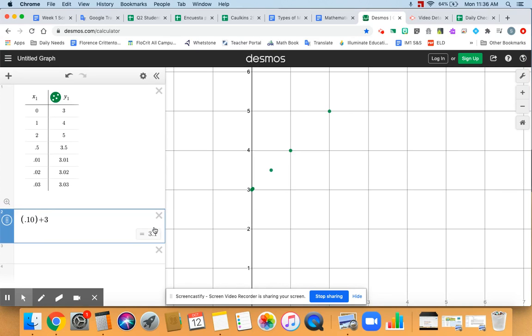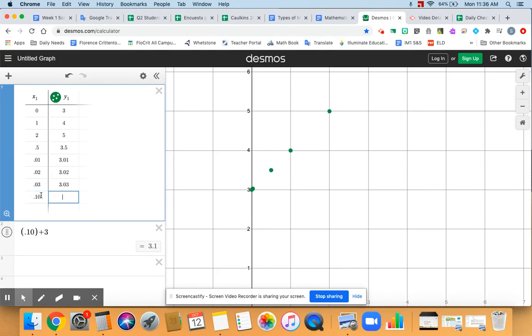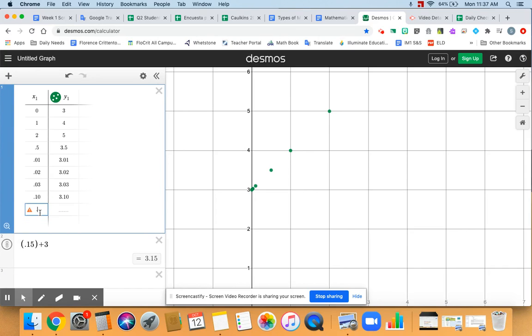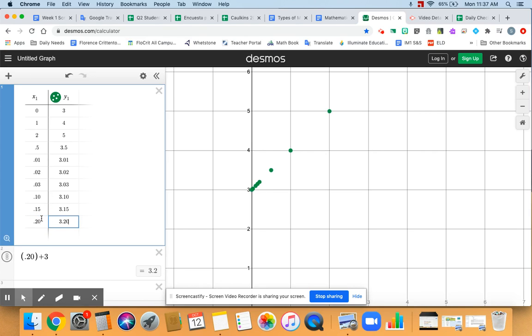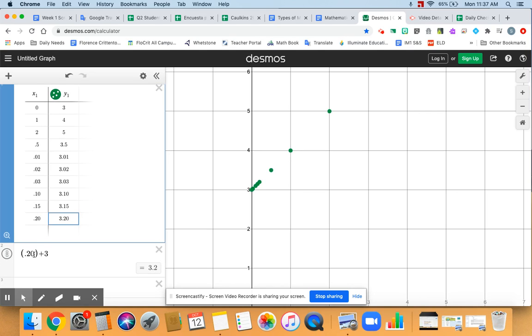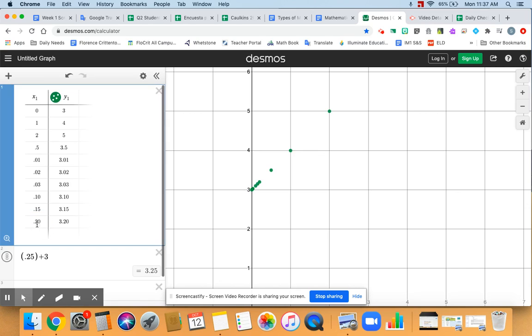Let's do 10 cents worth. If I do 10 cents worth of dishes, then I would have $3.10. Then maybe 15 cents worth. If I do 15 cents worth of dishes, I would have $3.15. Then maybe 20 cents, which is $3.20. And then 25 cents would be $3.25.